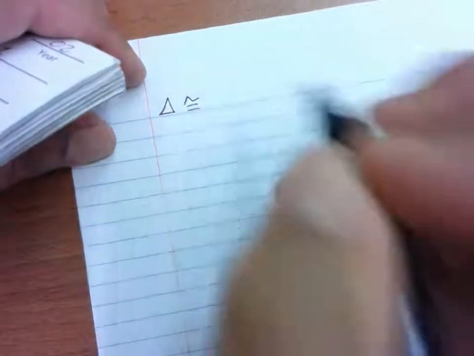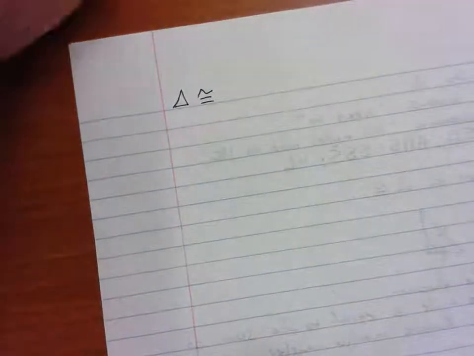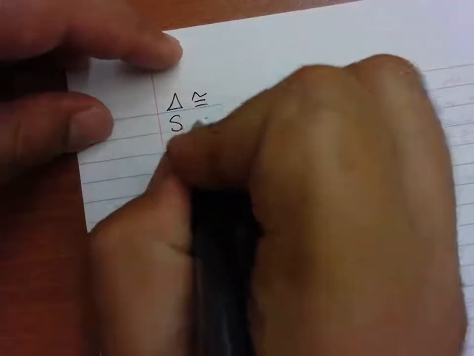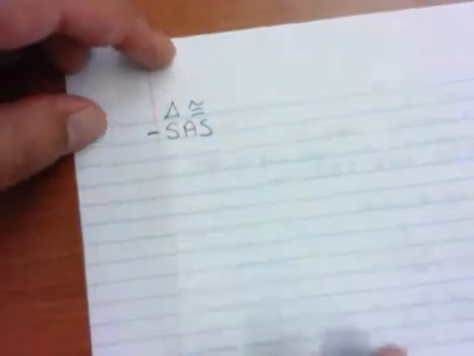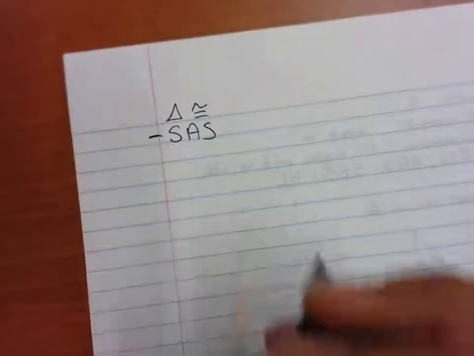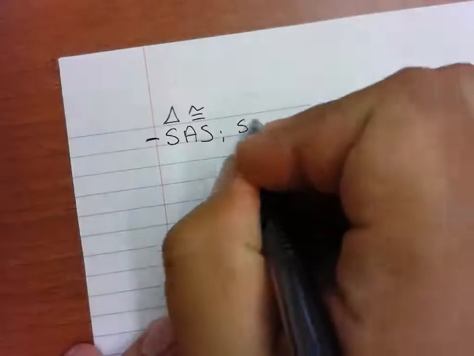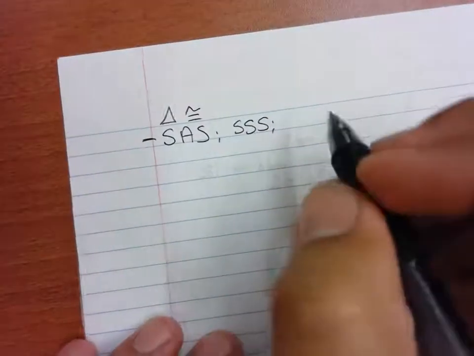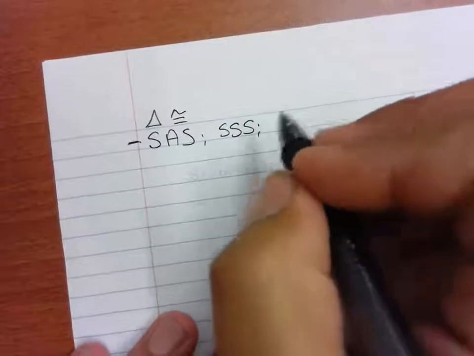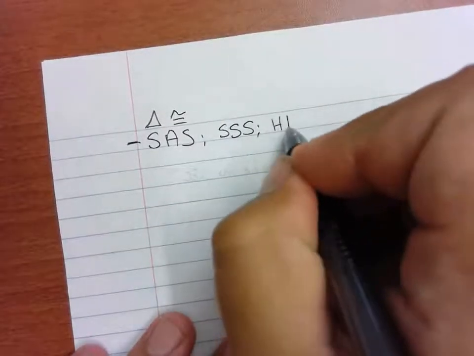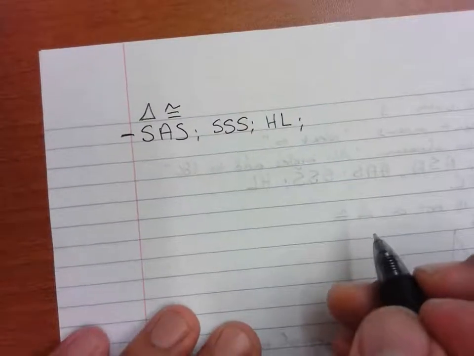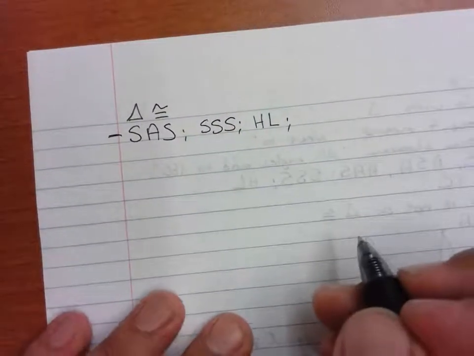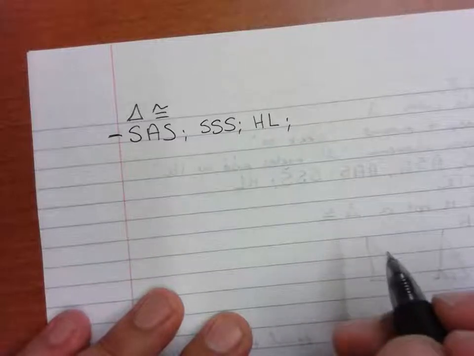Triangle congruence. First of all, you got to know the symbols. So, triangle congruence, you have SAS, which stands for side angle side. Then side, side, side. HL, that's the one people forget. Hypotenuse leg. There's a hypotenuse theorem, right? I don't know what a hypotenuse theorem is.